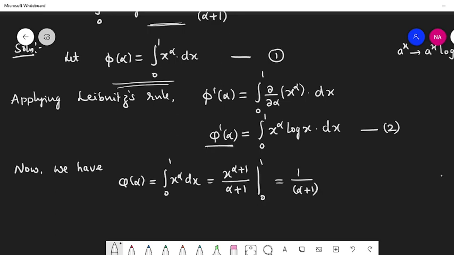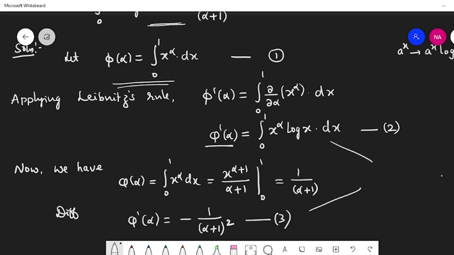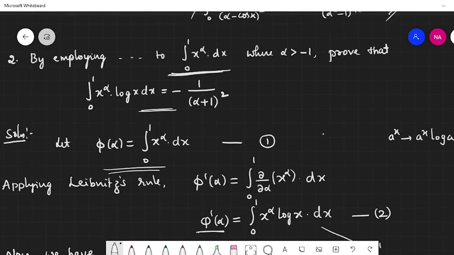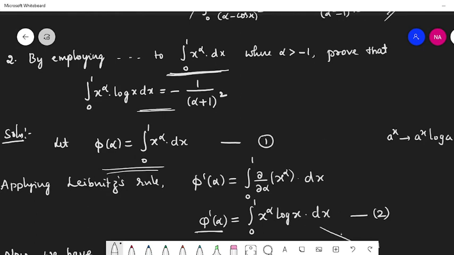Now I want phi dash of alpha. Differentiating, you get phi dash of alpha equal to minus 1 by alpha plus 1 whole square. So this is equation 3. So from equation 2 and 3, I got integral 0 to 1 x power alpha log x dx equal to minus 1 by alpha plus 1 whole square. That's what I was supposed to prove.